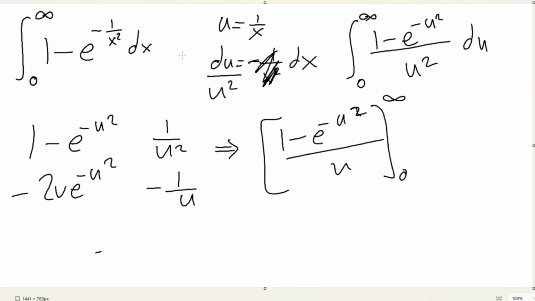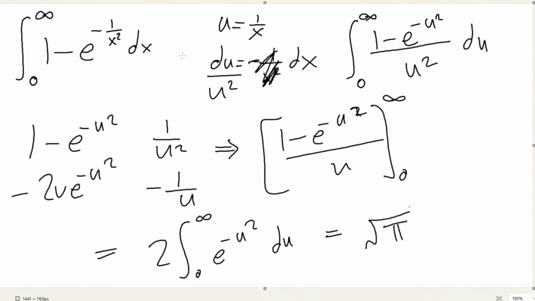And then the rest here is going to give us the integral from 0 to infinity of e to the negative u squared du. And so now our answer is just square root of pi. There we go. Be very careful with negatives, especially when you do integration by parts. Be very careful with negatives. Okay?